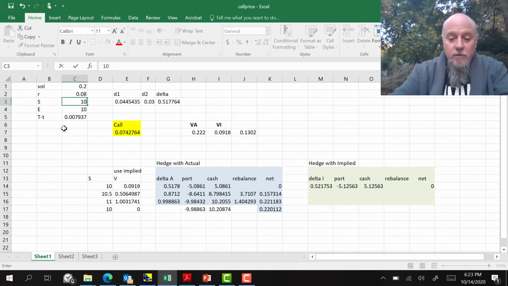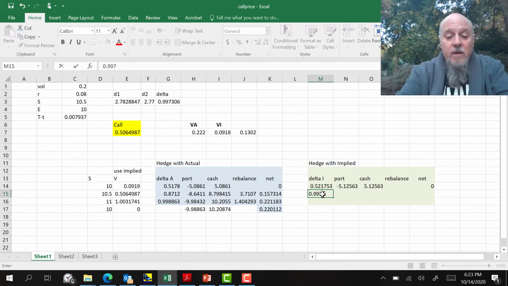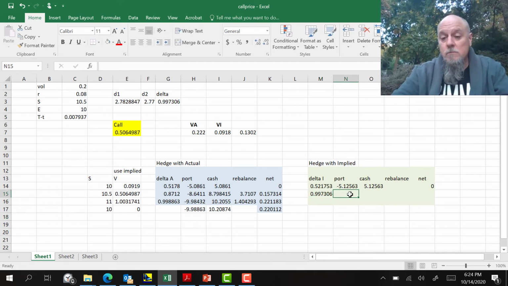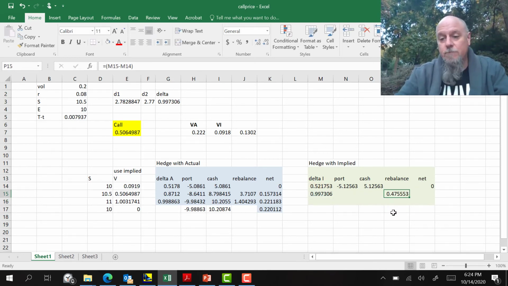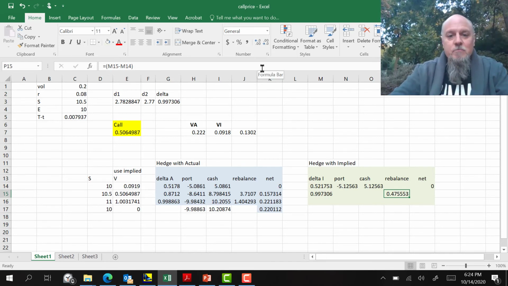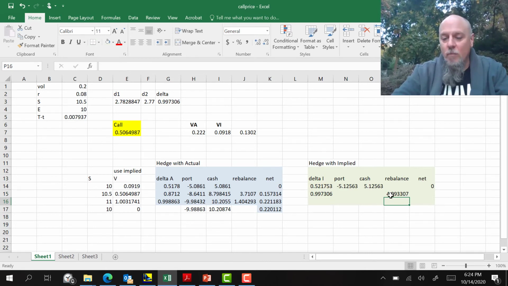The stock is at $10.50, and there's 2 days left. So the new delta is 0.997306. So my new portfolio, well, let's rebalance first. I'm supposed to be shorting almost a whole share. I'm only shorting a little more than half a share. I got to short like 47% more of a share. How much money is that bringing in? Well, each stock is $10.50, so that's bringing in an extra almost $5.